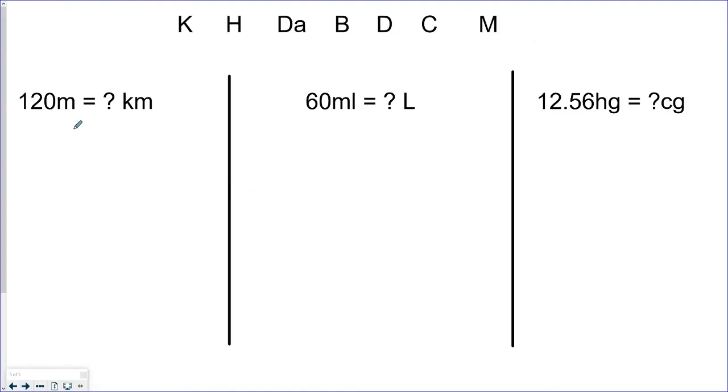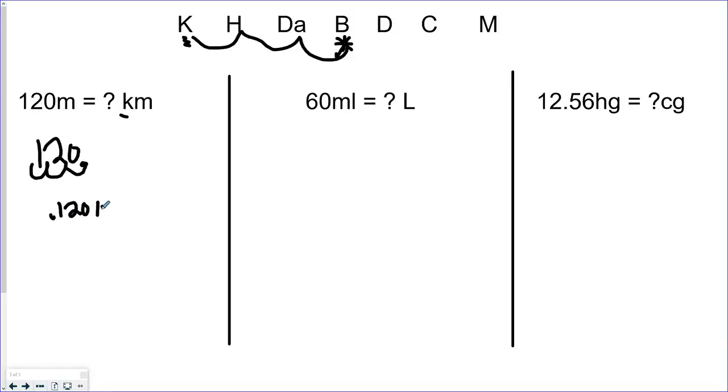So we have our chart here. 120 meters to kilometers. Remember, our decimal's back here. So I'm starting at meters, which is my base unit here. Base unit stands for meters, liters, and grams. It's kind of the unit without any prefix on it. I want to go to kilometers, which right here is K. So it takes me 1, 2, 3 jumps to the left to get from base to K. So I'm going to mimic that on my decimal. 1, 2, 3 jumps to the left, and I have 0.120 kilometers.